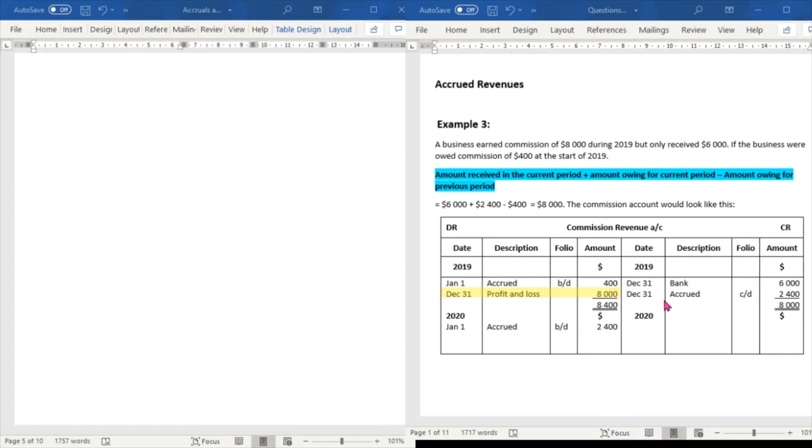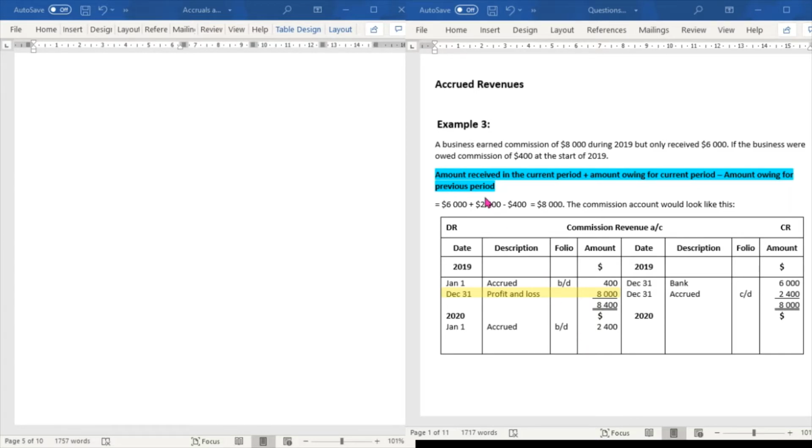So at the end of the year, when you balance the account, you're going to have an amount of $2,400 carried down on the credit side. That makes it a current asset for the business because that balance will be brought down on the debit side. It is an accrued revenue. It is owed to the business, so that makes it a current asset.